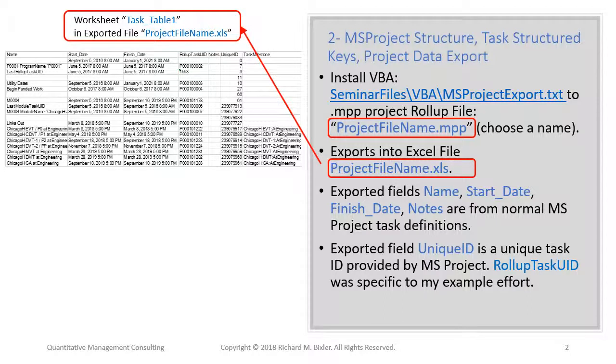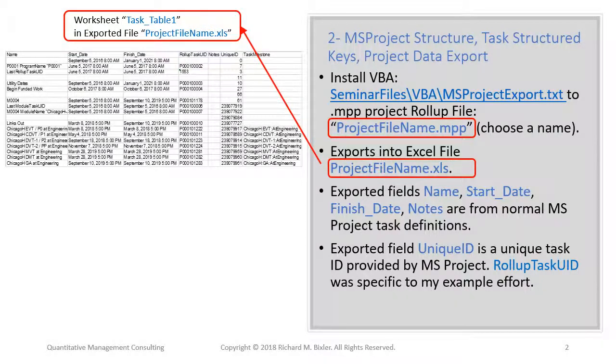Open the master rollup project, probably named something like projectfilename.mpp with its name containing the string rollup. Using the VBA IDE in MS Project, open your project, VBA project, modules, module 1. If you don't have a module 1, add one to your project.